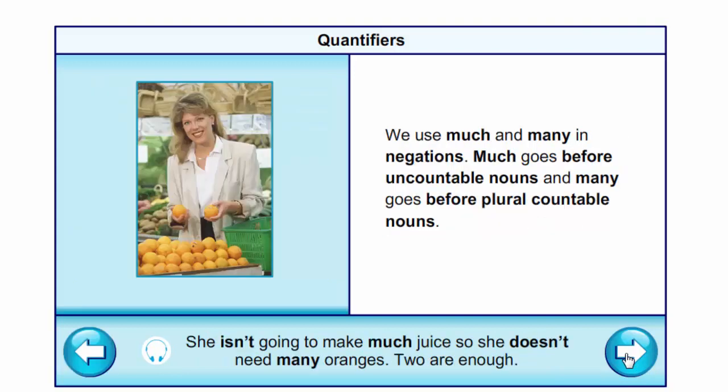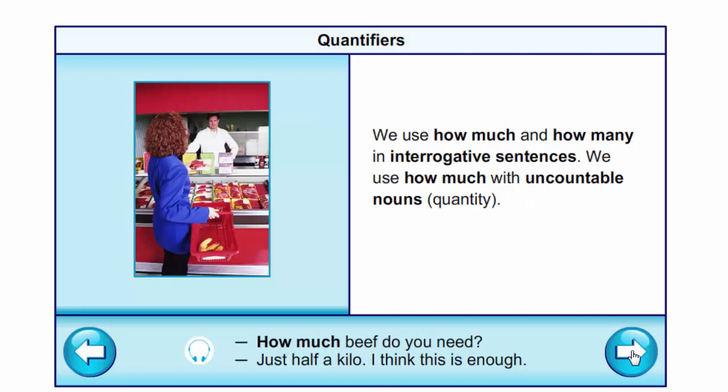We use much and many in negations. Much goes before uncountable nouns and many goes before plural countable nouns. She isn't going to make much juice, so she doesn't need many oranges. Two are enough.